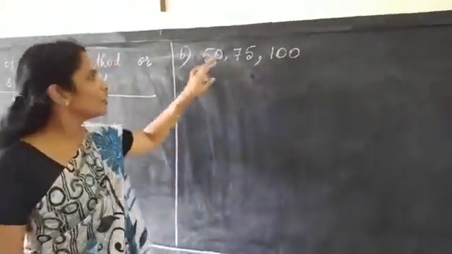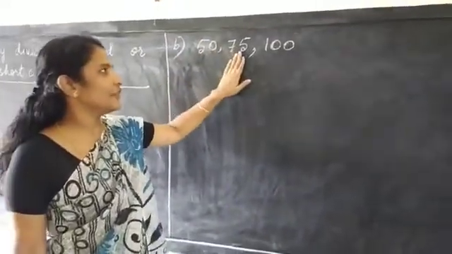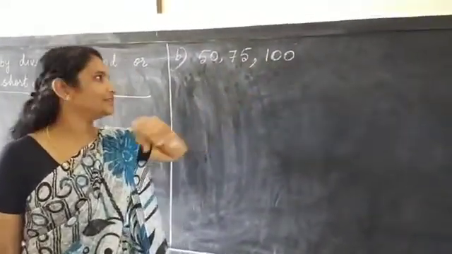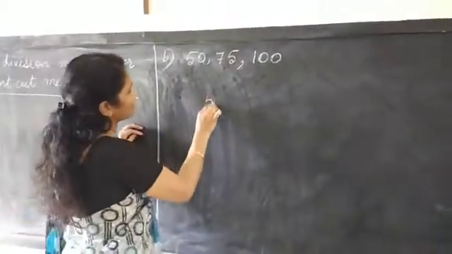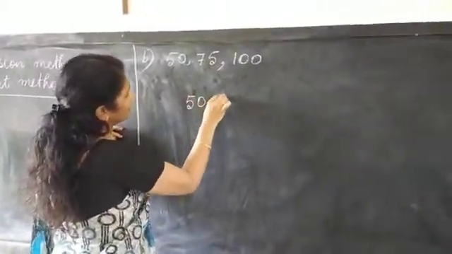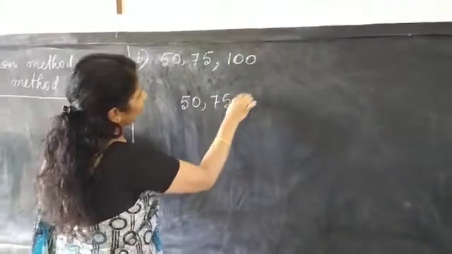Find the LCM of 50, 75 and 100. First we will write those numbers: 50, 75 and 100.